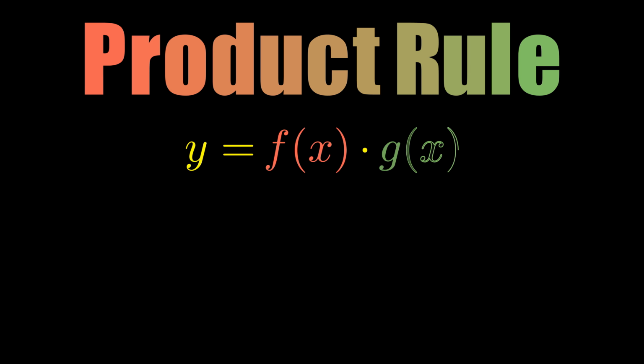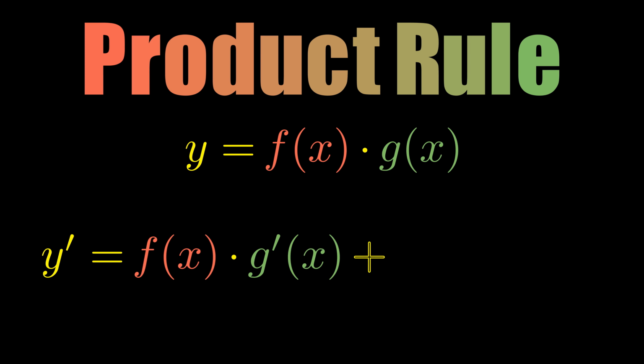So as its name implies, the product rule is used to take the derivative of functions that are the product of other functions, f of x times g of x. The product rule states that the derivative of this product will be f of x times g prime of x plus f prime of x times g of x.